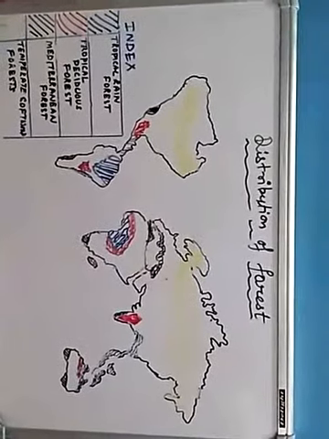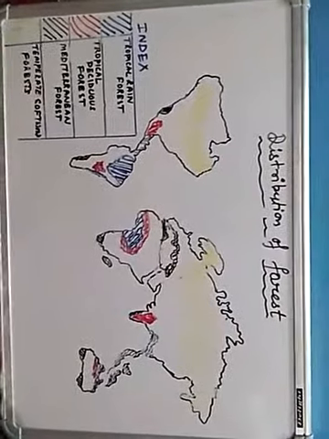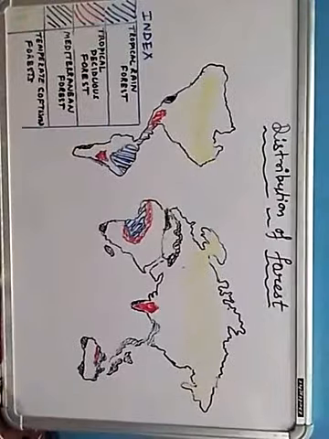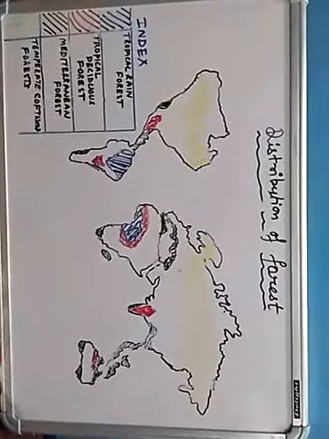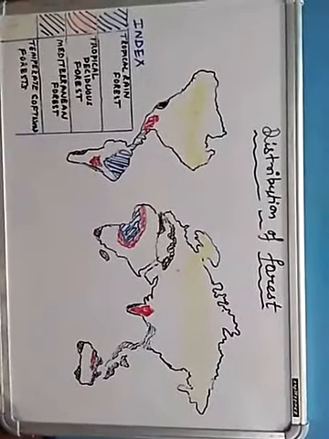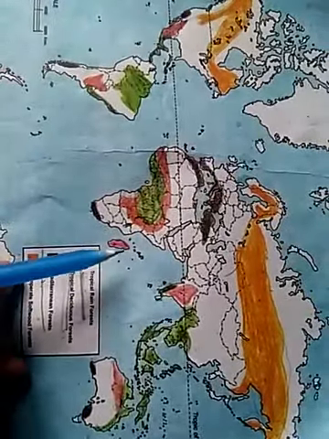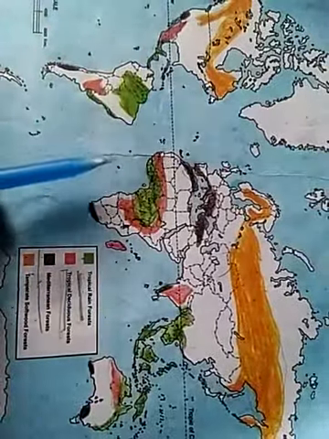Now children, see, your map work will be like this. So it's your homework. Color a world map showing the type of forest. You will prepare an index and give one title to the map. Now see in your book, on page number 22, the distribution of forest in the world.